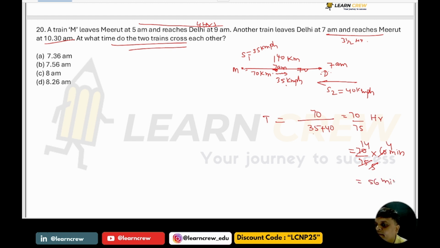It will take 56 minutes from 7 a.m., thereby 7 hour 56 minutes. So at 7:56 a.m. both trains will cross each other. So the answer is option A. I hope it is clear.